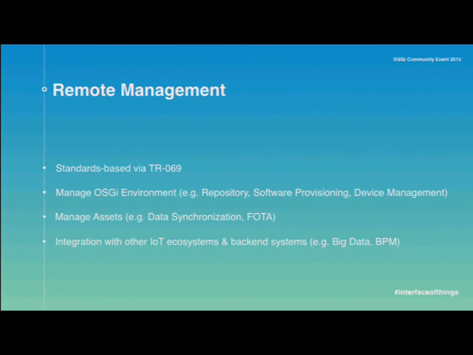In this context, firmware over the air updates might also be needed because sometimes for security holes, you have to do this. And of course, since energy and smart home is basically just one part, we may have to integrate with other IoT ecosystems and backend systems. Here, just as an example, there will be a big data system, but there might also be something like a BPM engine.